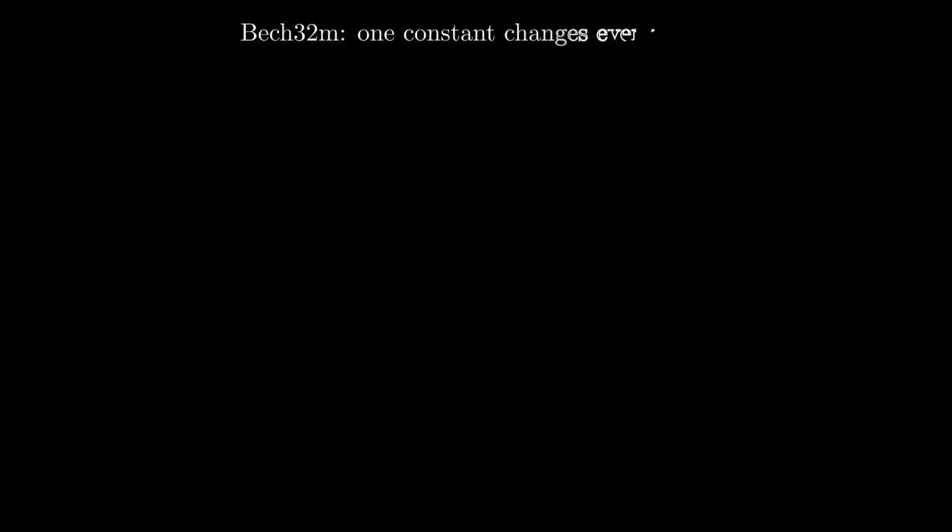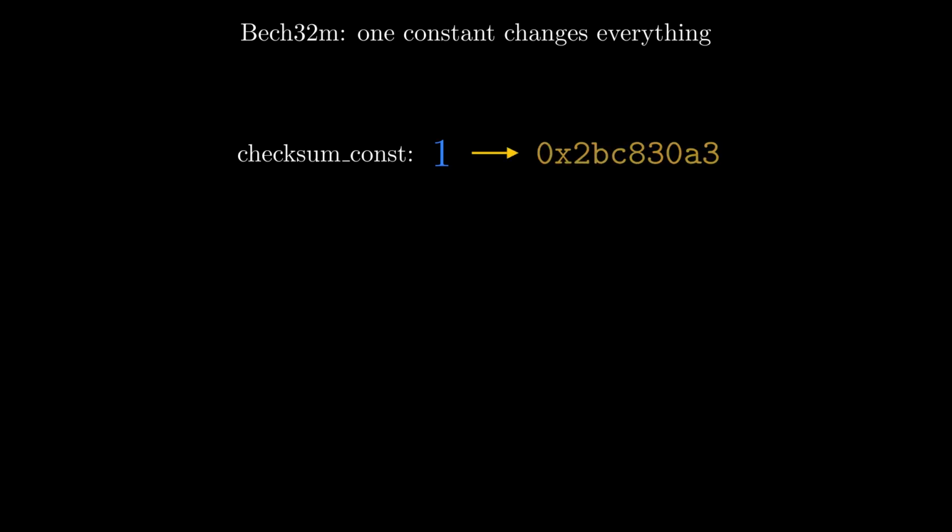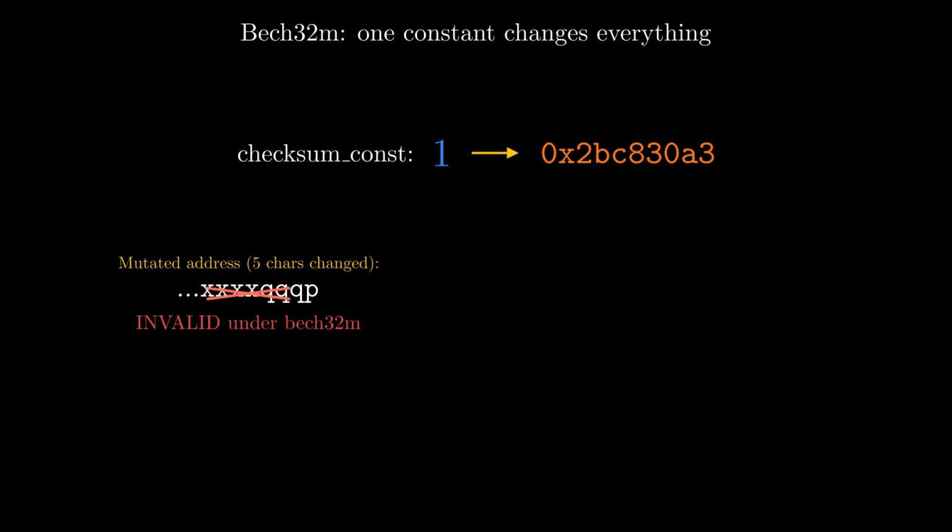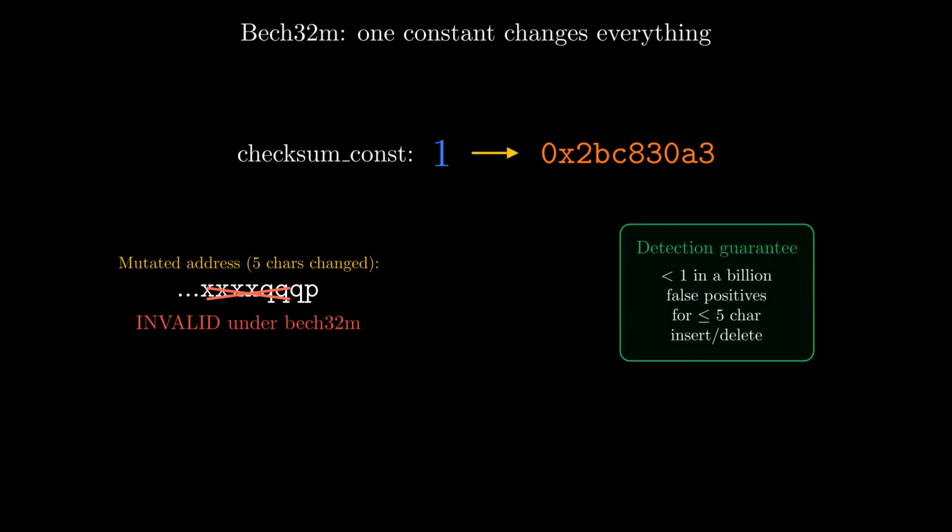The fix is elegant. Bech32m changes exactly 1 number. The final checksum step XORs the polynomial residue against the constant. Bech32 used the value 1. Bech32m uses the value 0x2bc830a3. The single swap restores the mathematical guarantee: any mutation of up to 5 inserted or deleted characters is detected with probability better than 1 in a billion.